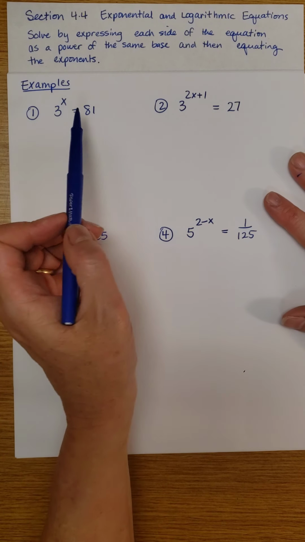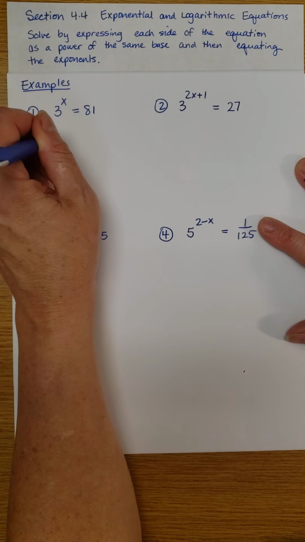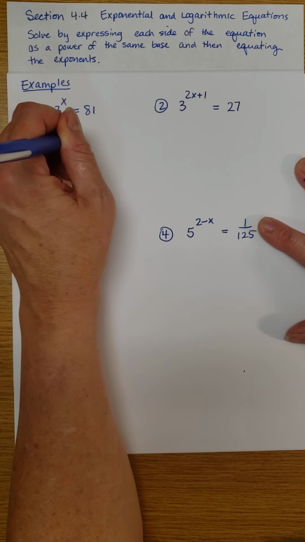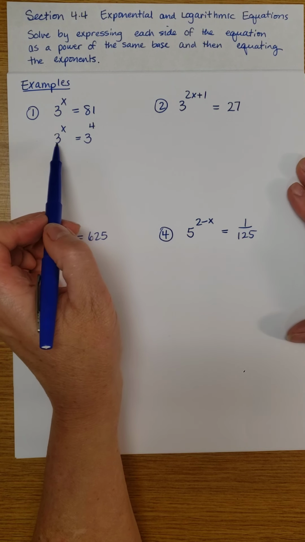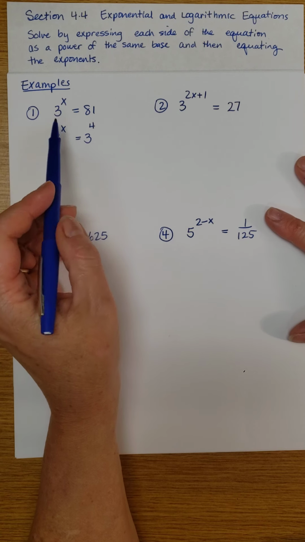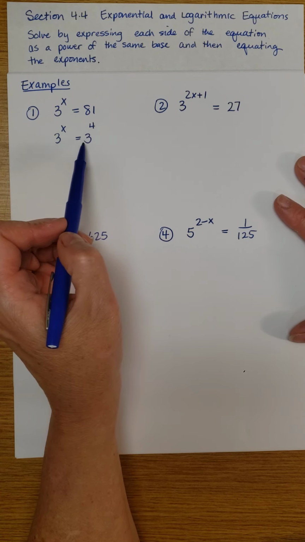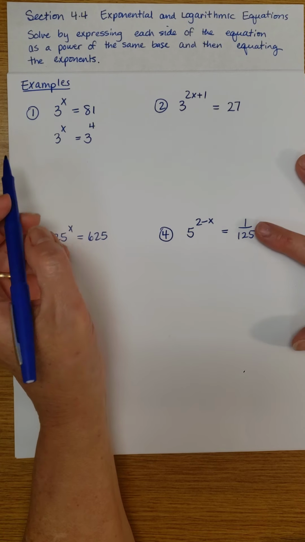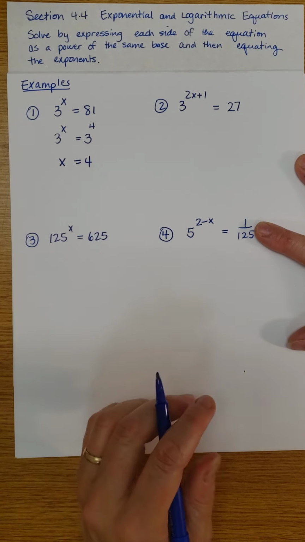So you'll notice that 81 is 3 to the fourth power. So I can write this equation as 3^x equals 3 to the fourth power. Now that we have the same base on either side of the equation, I can conclude that the exponents must be equal if the exponential expressions are equal. So I just conclude that x equals 4.